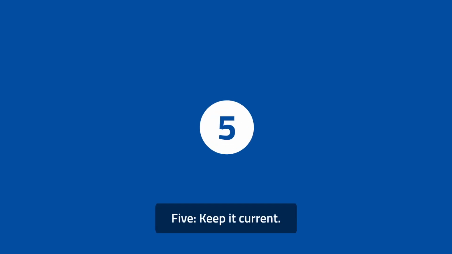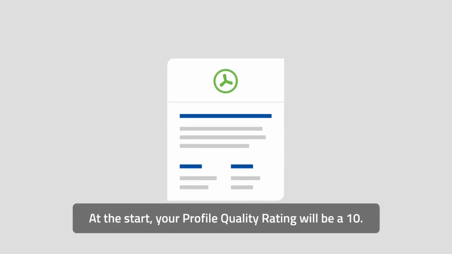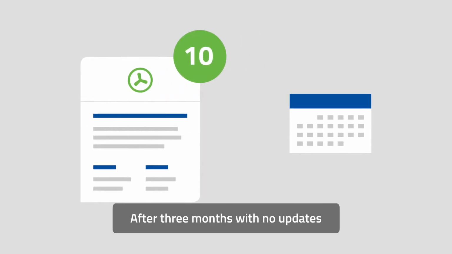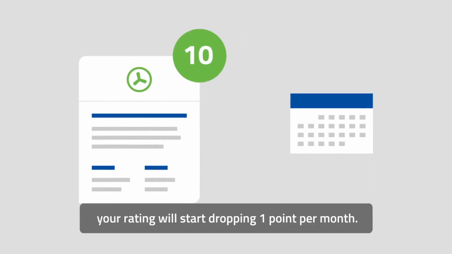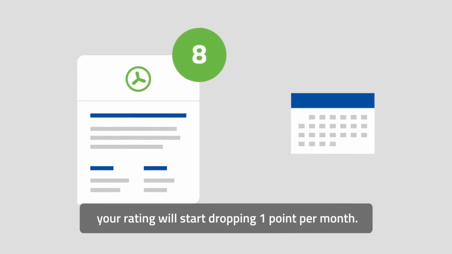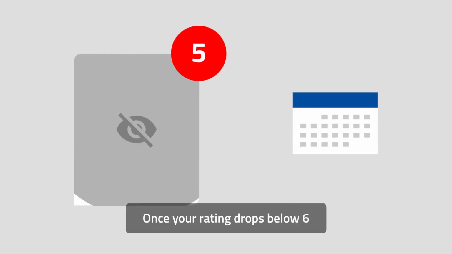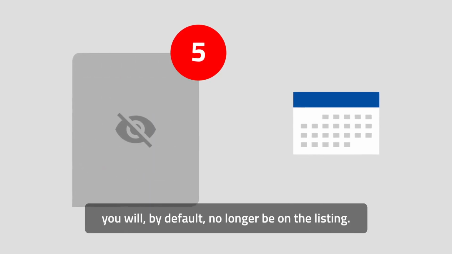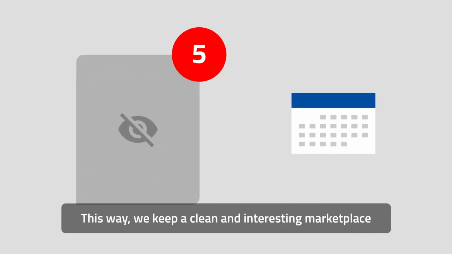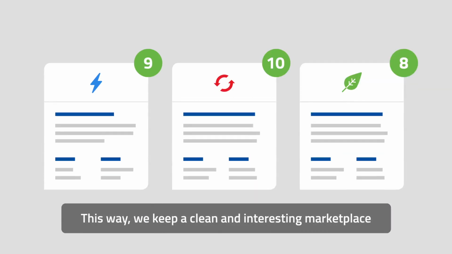5. Keep it current. At the start, your profile quality rating will be a 10. After 3 months with no updates, your rating will start dropping 1 point per month. You'll be notified when this happens. Once your rating drops below 6, you will, by default, no longer be on the listing. This way, we keep a clean and interesting marketplace with high-quality profiles only.